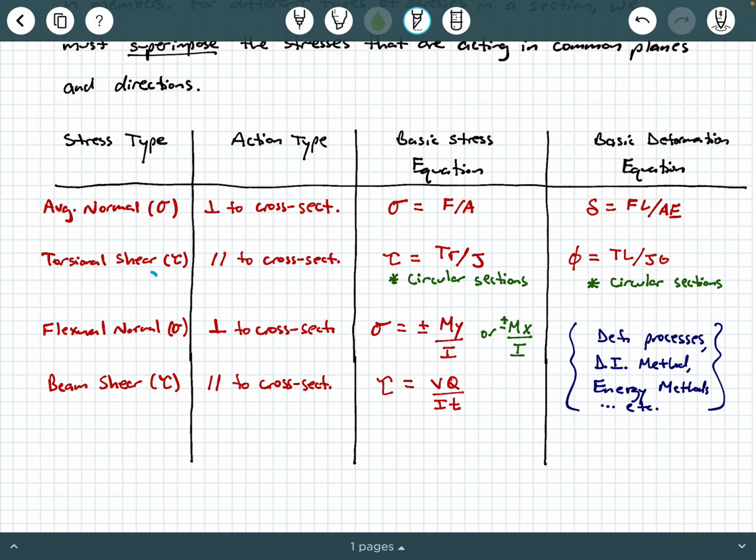Same thing goes for torsional shear and beam shear. Both of these are parallel to the cross section. So if you have both of these types of shear stresses acting at a particular section, you can use the superposition principle and add them together. You cannot directly add together normal and shear stresses though, because these are in two different directions. They're not acting in the same direction nor in the same plane, so you can't just simply superimpose them together. You have to be very careful and you have to be able to visualize what direction and in what planes your stresses are acting.